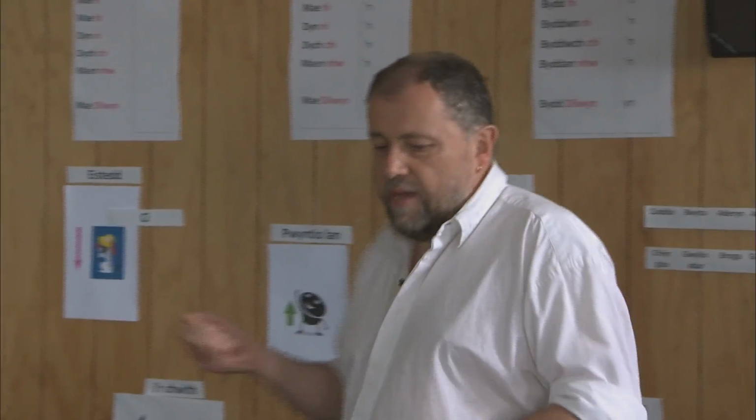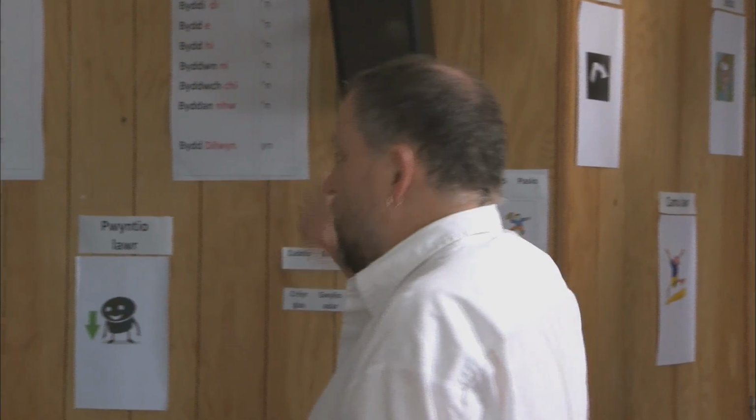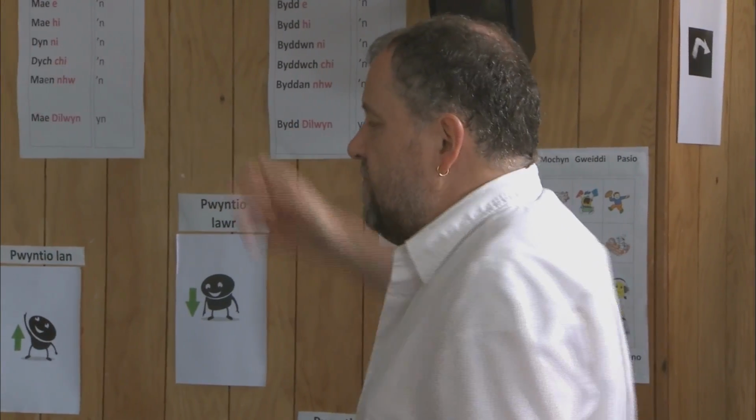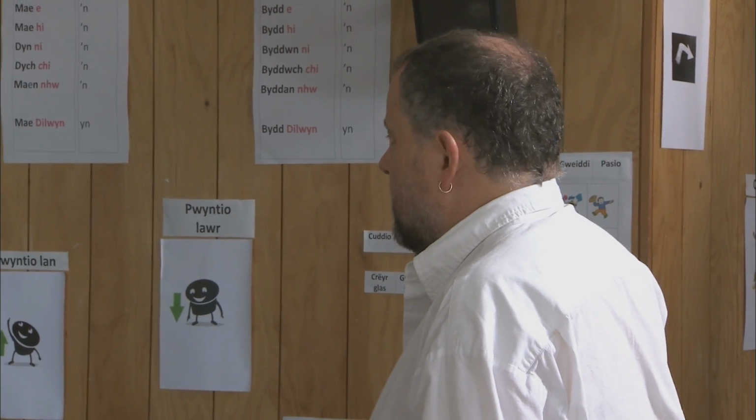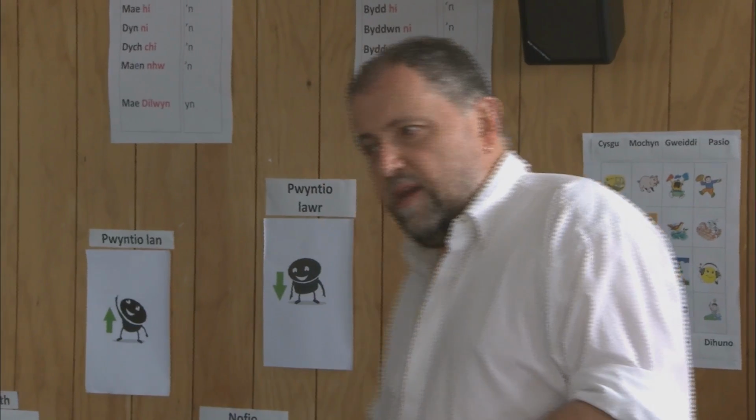Right, felly, unwaith eto, os dwi jyst yn dangos sut mae hyn yn gweithio. Right, so 5 ydi chi. So you are... Let's choose another verb. Berf arall. Edrych. Okay, so looking. Edrych. So you are looking. You're looking nice tonight, darling. So how would you say that?